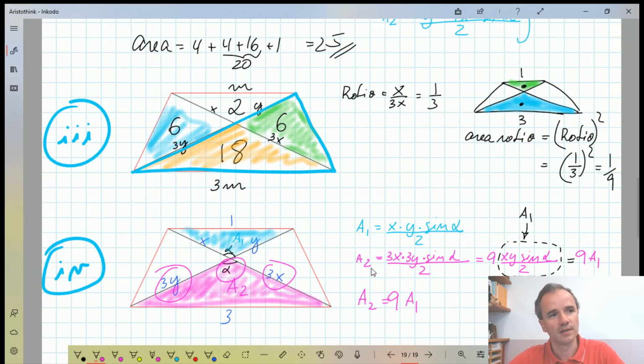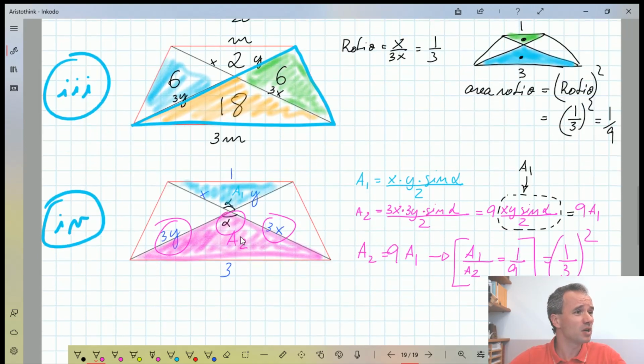And why is that? Well, if I just develop a little bit further, A1 divided by A2 is going to be 1/9. Can you see? And that is what I told you. And this is nothing else than 1/3 squared. That is why, because look, without formulas, sometimes we think about formulas and we get lost.